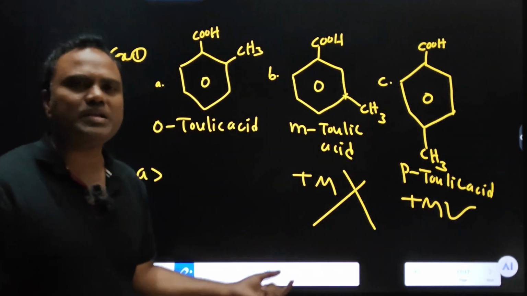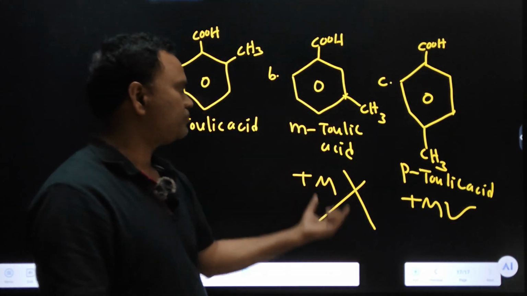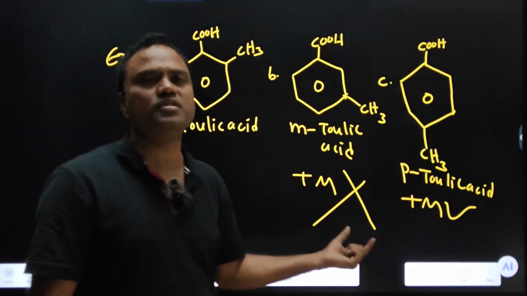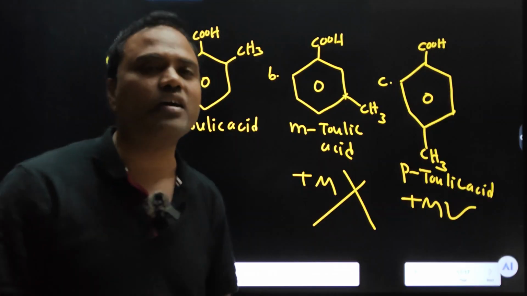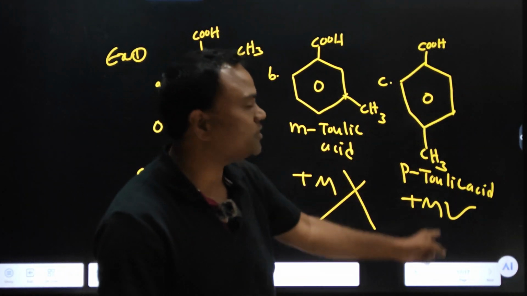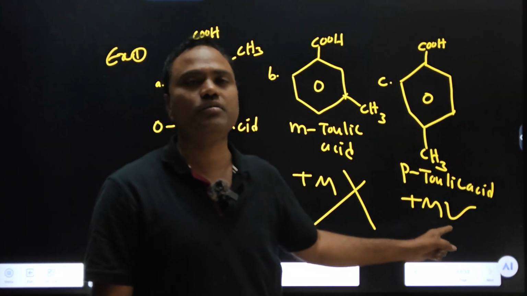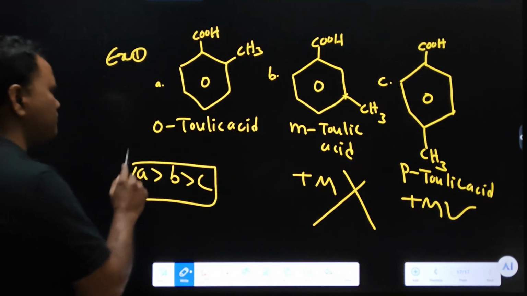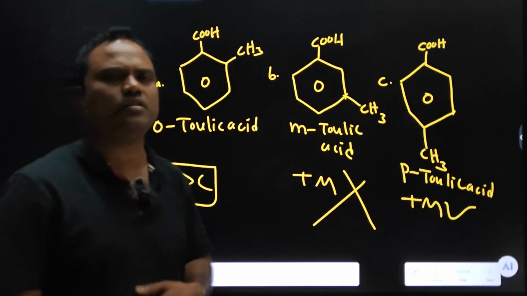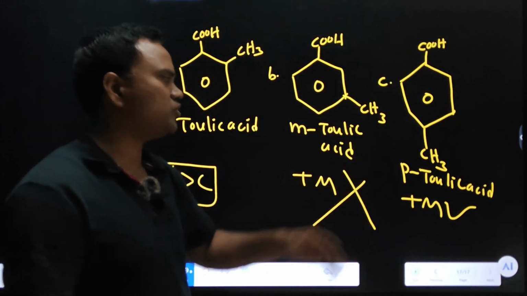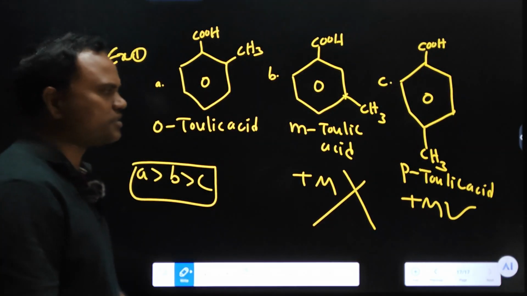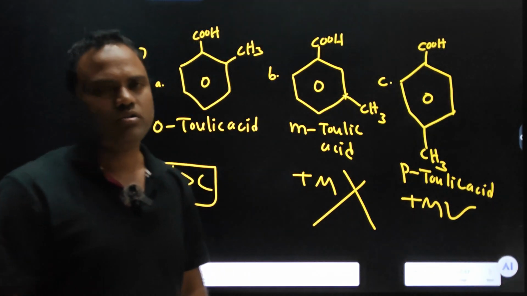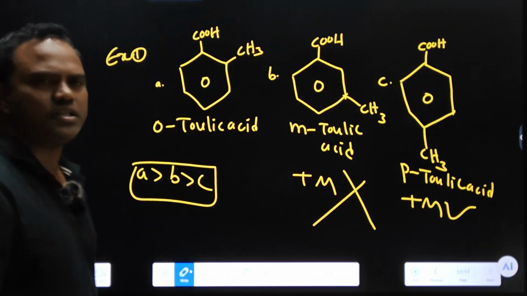Where plus M is not present in meta position, see, there is no plus M, so this is more acidic. Donating group should not be present according to our concept. Here donating group is present, which decreases the acidic nature. Clear? So overall order: A greater than B, B greater than C, very important. Orthotoluic acid is more acidic than metatoluic acid. Metatoluic acid is more acidic than paratoluic acid. Why is paratoluic acid less acidic? Because here plus M is working, plus M is present.